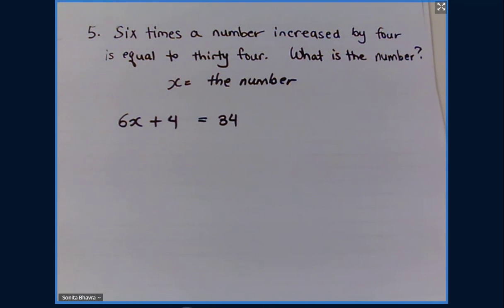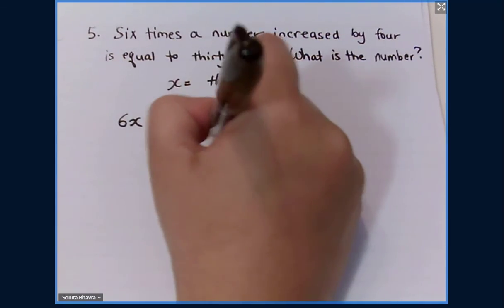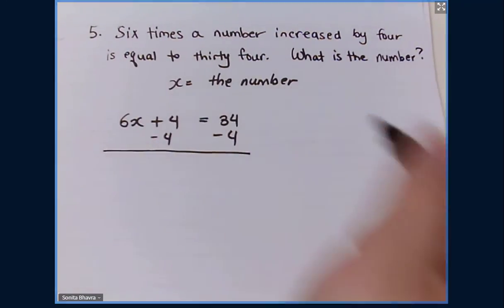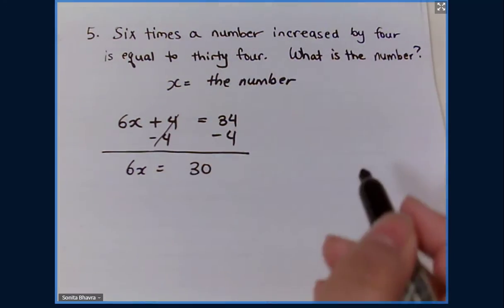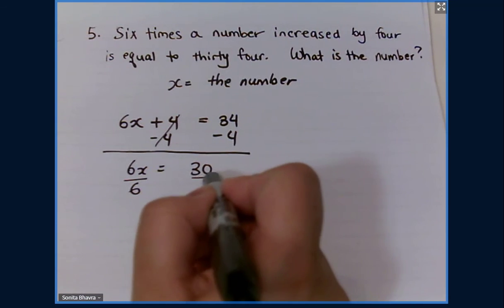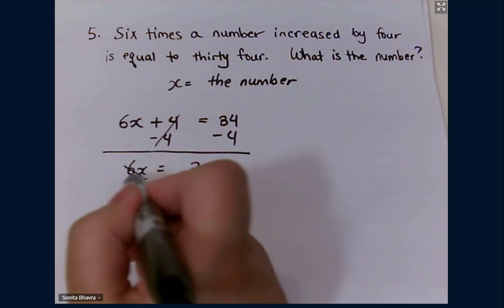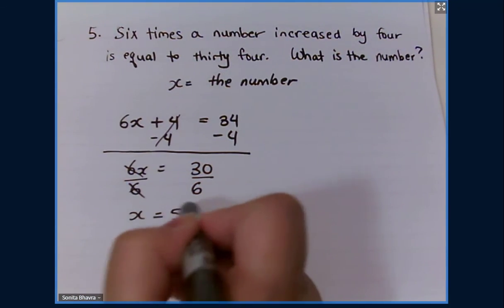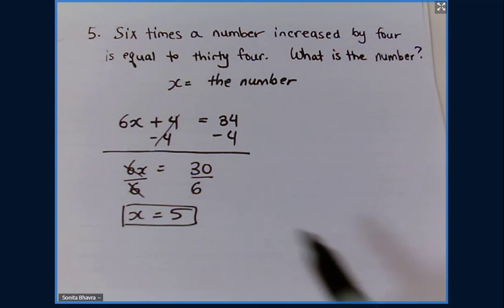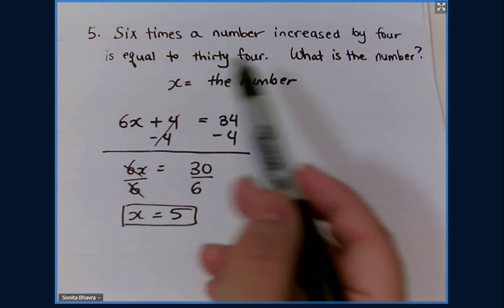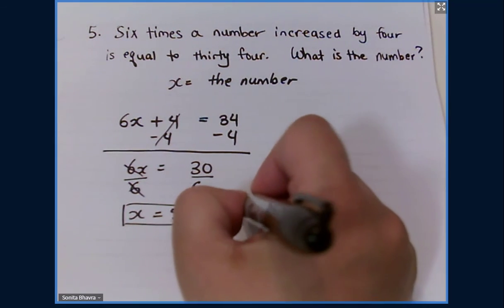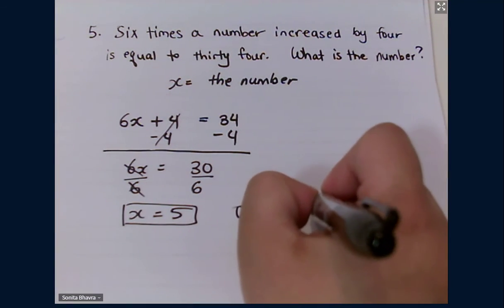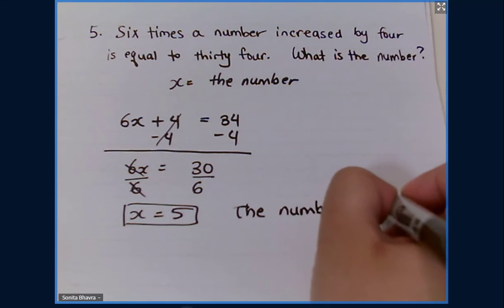Now we just have to solve for x. Subtract 4 on both sides, and that leaves me with 6x equals 30. Then divide by 6 on both sides, and that gives me x is equal to 5. Then go back to our original statement, which was x is equal to the number, so therefore the number is equal to 5. That's my statement: the number is 5.